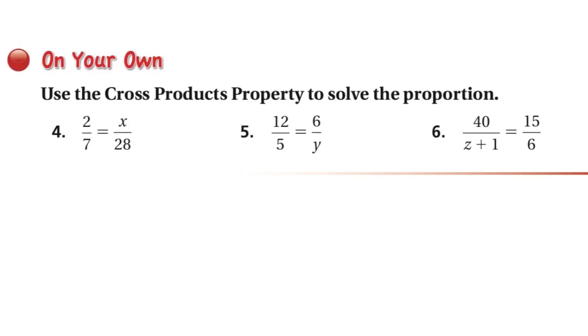Here are three more for you to try on your own. And 4 and 5 aren't so bad. You just do the cross products and solve for the variable. But for number 6, when you do the cross products, 40 times 6 is one product you'll have to find. And then when you do the other diagonal, 15 times z plus 1, do that using the distributive property. You have to do 15 times z plus 15 times 1. So you'll be solving 15z plus 15 equals 240. So you'll be doing a two-step equation to solve that for z.